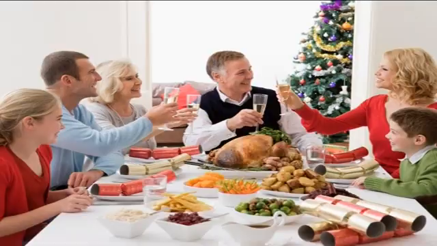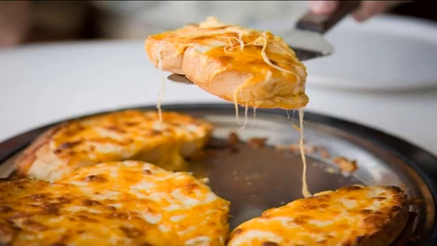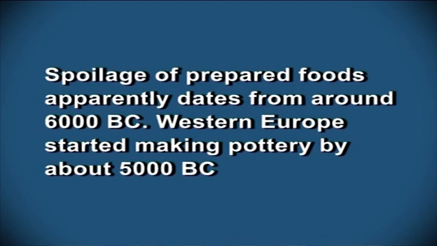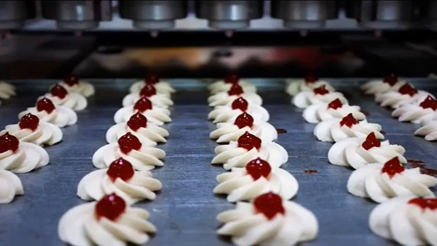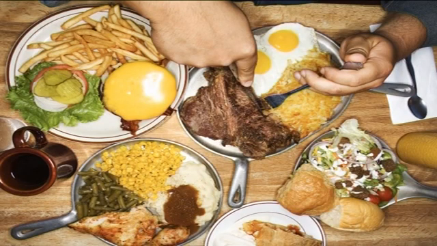It is difficult to pinpoint the precise beginning of human awareness of the presence and role of microorganisms in food. The era prior to the establishment of bacteriology as a science may be designated as the pre-scientific era. The pre-scientific era is divided into the food gathering period and the food producing period. Spoilage of prepared foods apparently dates from 6000 BC. Western Europe started making pottery by about 5000 BC. The art of cereal cooking, brewing and food storage were either started at about this time or stimulated by this new development.